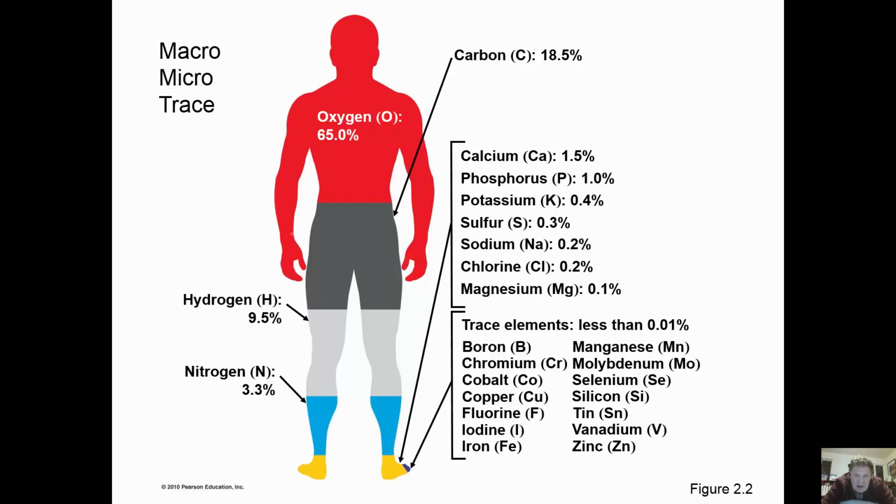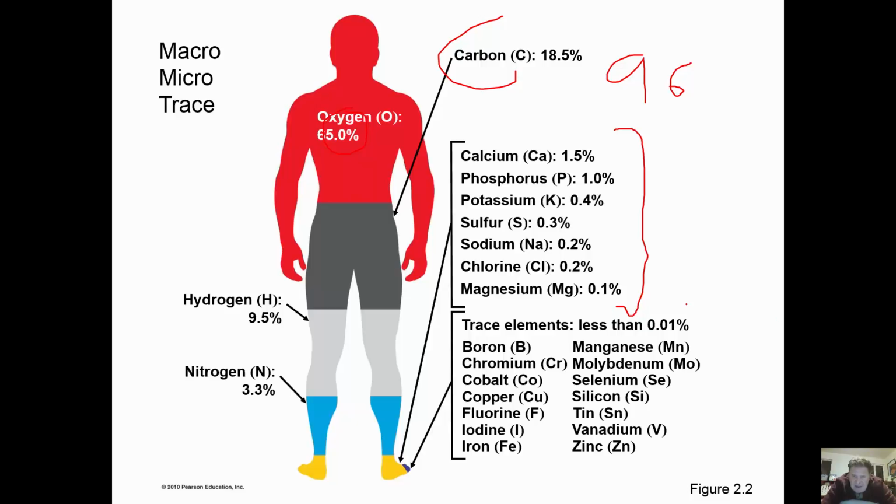And again, if we look at a body here and we look at the percentages, most of the body is oxygen by weight. We have carbon, and we have hydrogen and nitrogen, and these together make up about 96% of the body mass. The other 4%, for the most part, are made up of calcium, phosphorus, potassium, sulfur, sodium, chlorine, and magnesium. Those are needed in reasonable amounts.